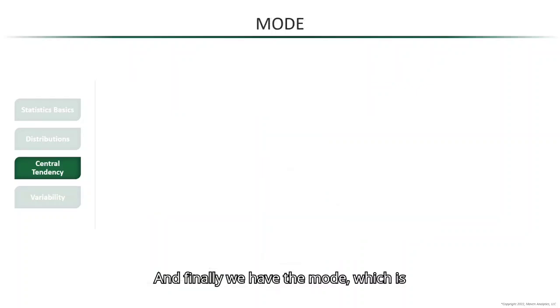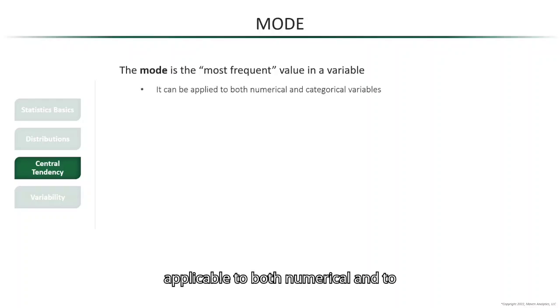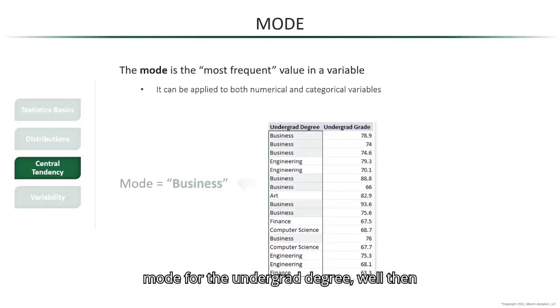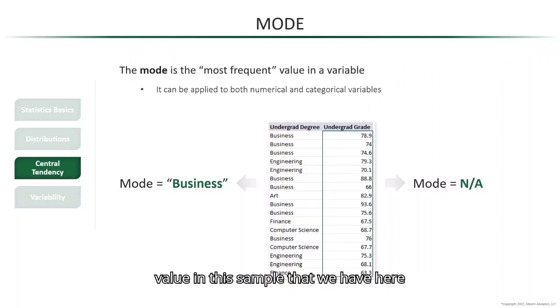And finally, we have the mode, which is the ugly duckling of the bunch. Now, the mode is simply the most frequent value in a variable, which makes it applicable to both numerical and to categorical variables. So if we get the mode for the undergrad degree, well then it would be business since it's the most frequent. And if we got the mode grade, well then we'd get NA. But that's only because each value in this sample that we have here only occurs once, but don't worry. Say we had 78.9, which is the top value, be repeated somewhere else, well then that would be the mode.